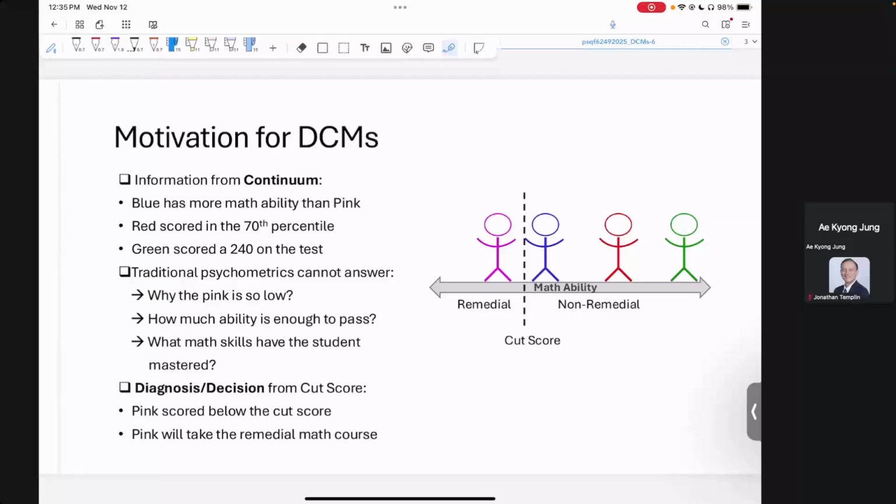To set the cut score, we need extra processes like standard setting. Standard setting is a process of gathering experts in the math, and they discuss the cut score. So it takes a lot of money and time to set the cut score. But in the DCM, we can diagnose people into 2 different parts based on the latent traits. So we don't need that kind of process.